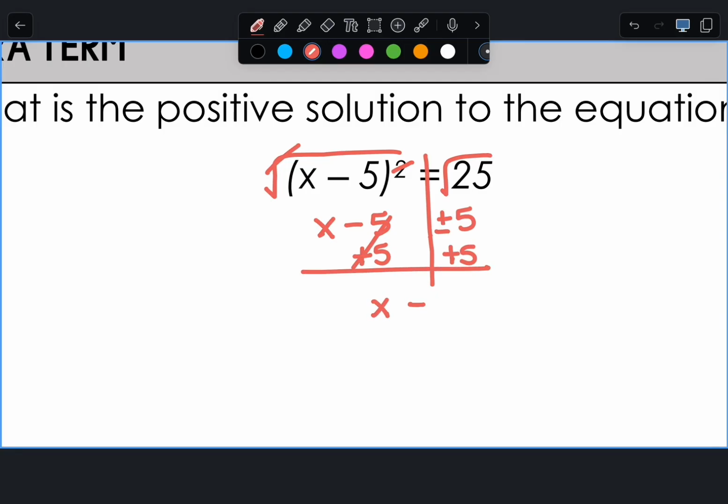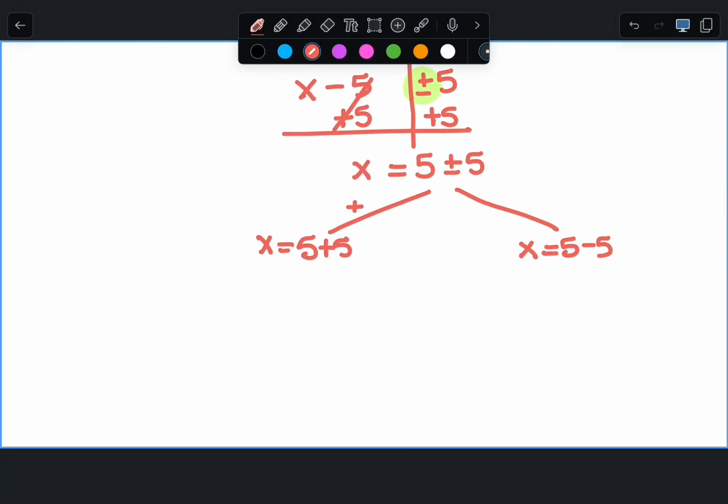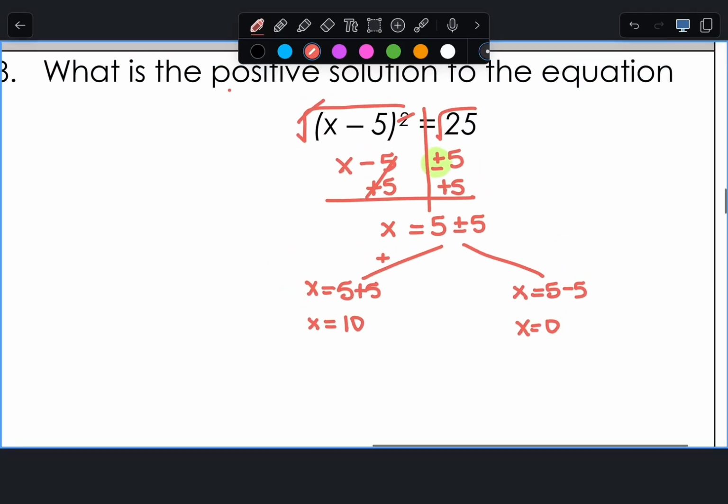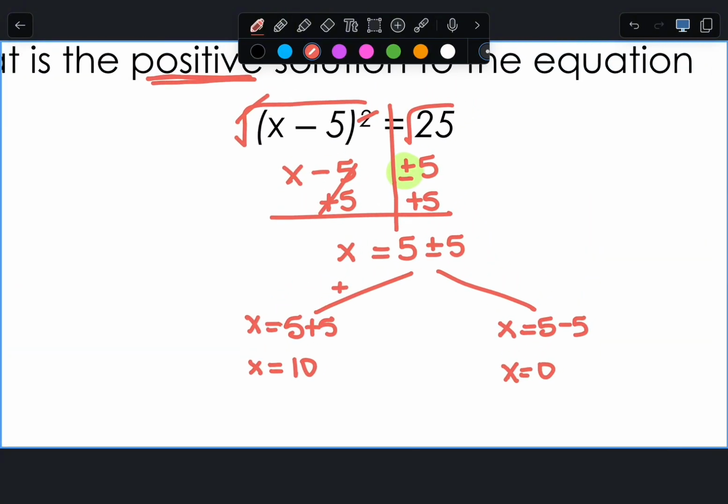Because we are, once again, working with a positive negative symbol, we bring down the 5 first, and then the plus minus 5. Now, we have whole numbers on both sides of the positive negative, so we split it and continue. We get x is equal to 5 plus 5, and x is equal to 5 minus 5. 5 plus 5 is? 10. And then 5 minus 5 is? 0. So which one is my positive solution? 10. 0 is both positive and negative at the same time, so that's not the answer, okay?